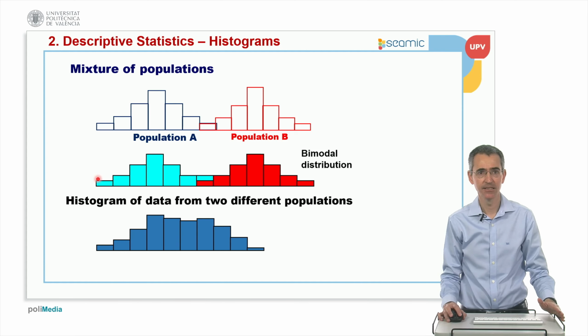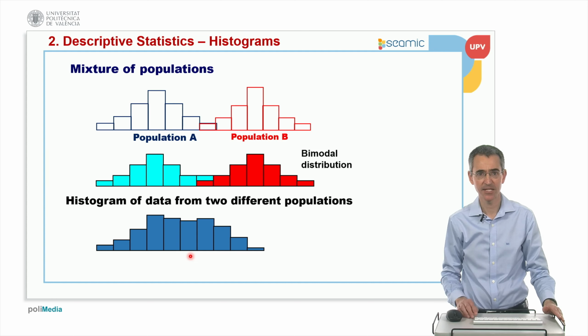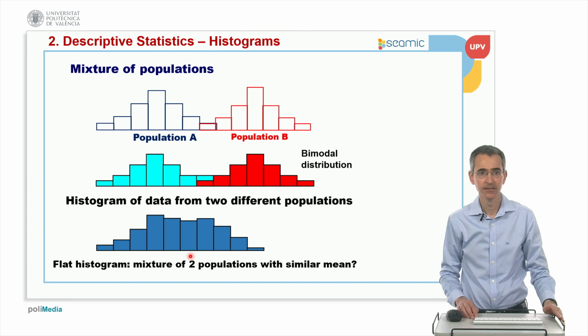So in this case, the mixture of two populations was very clear. In some other cases, it is not so clear. For example, this is more or less a symmetric distribution. It also corresponds to a mixture of two distributions, but it is not so clear as in the previous case. Okay, so a flat histogram may be indicating a mixture of two populations with a similar mean.